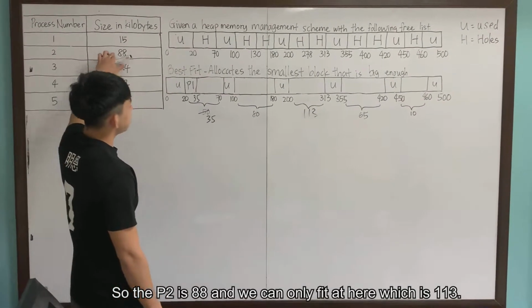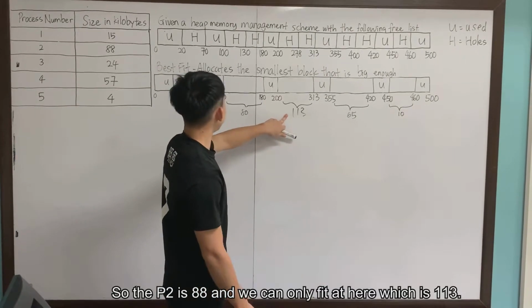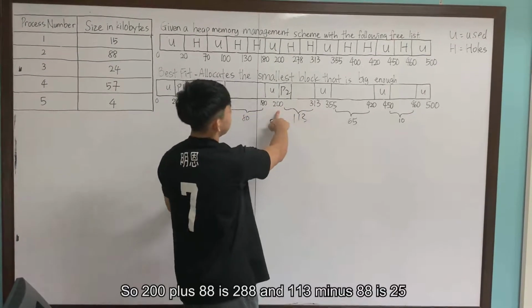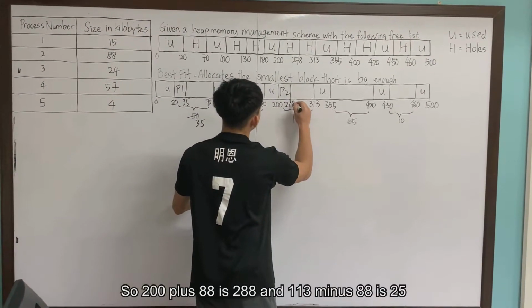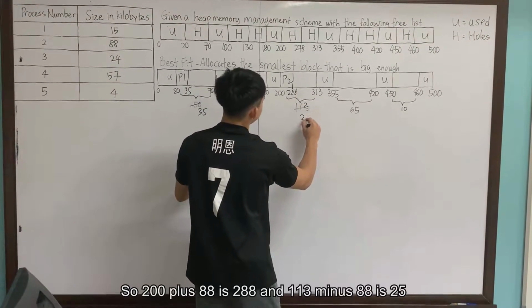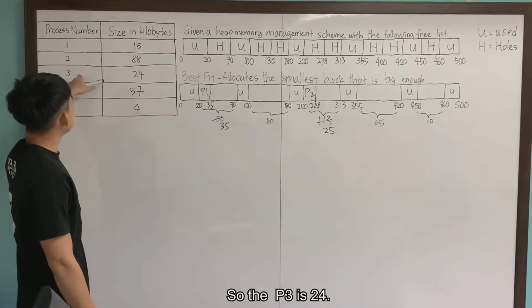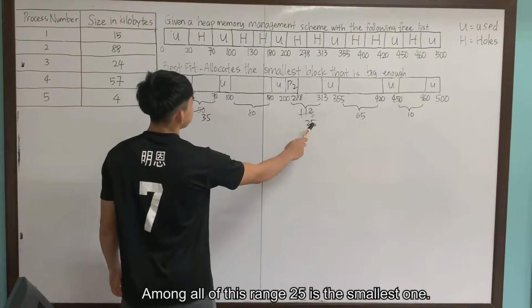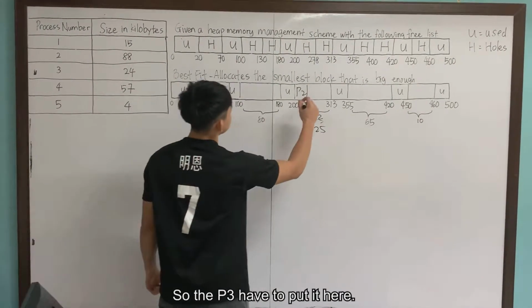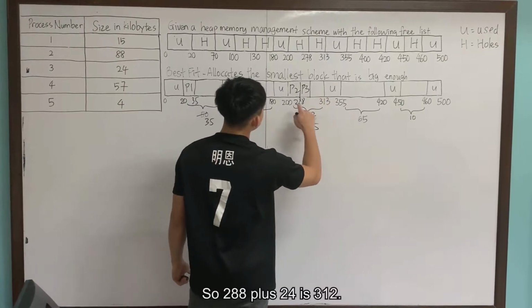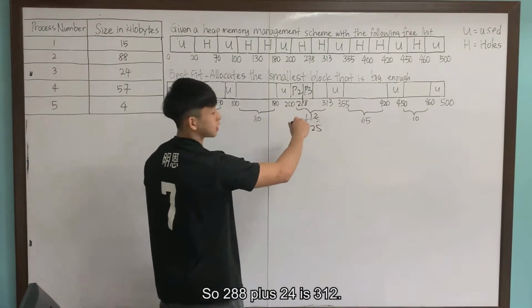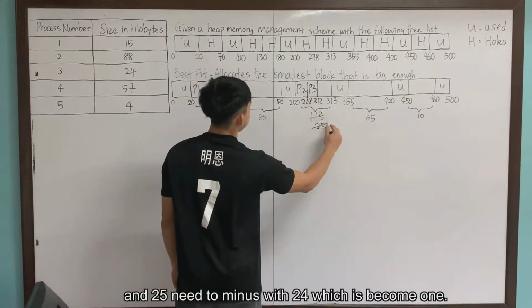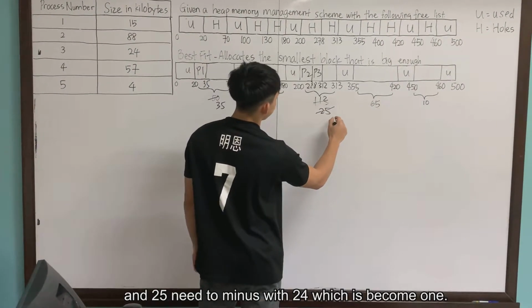P2 is 88, and it can only fit here, which is 113. So P2 goes here, 200 plus 88 is 288, and 113 minus 88 is 25. Then P3 is 24. Among all of these ranges, the 25 is the smallest one, so P3 needs to be put here. So 288 plus 24 is 312, and the 25 needs to minus 24, which becomes 1.